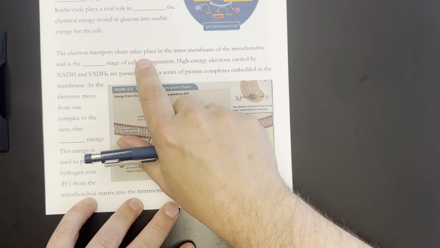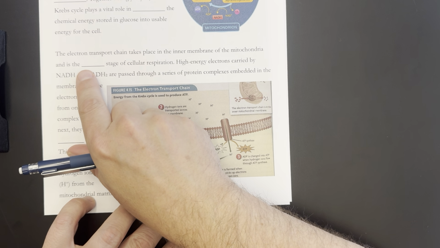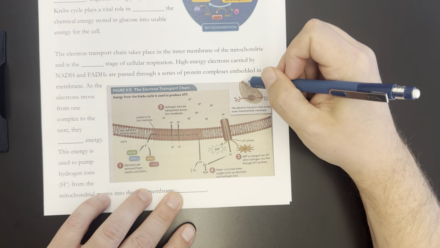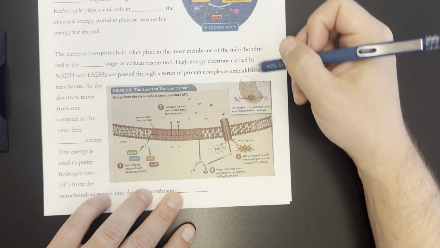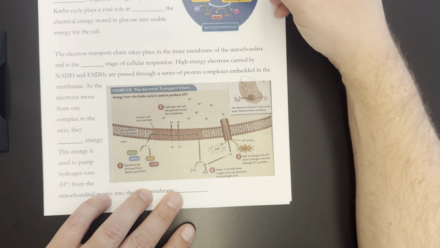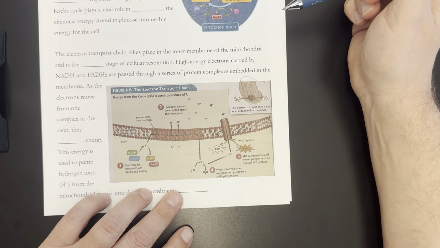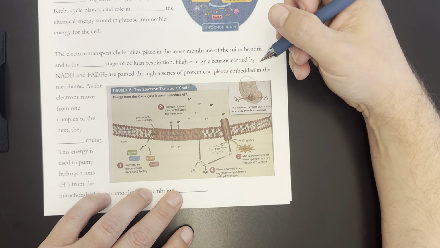The electron transport chain takes place in the inner membrane of the mitochondria and is the final stage of cellular respiration. So now we're in that bean-shaped organelle, the mitochondria. For these last two, we have the electron transport chain and the Krebs cycle. Glycolysis took place outside of the mitochondria. So now we're in that organelle.